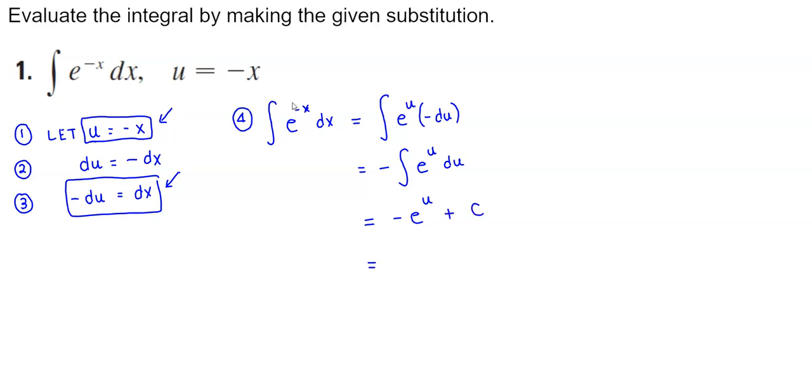Now we're going to do the final substitution. We know that u in step number 1 is equal to negative x. So therefore, this is going to be negative e to the negative x plus C, and that is your result.